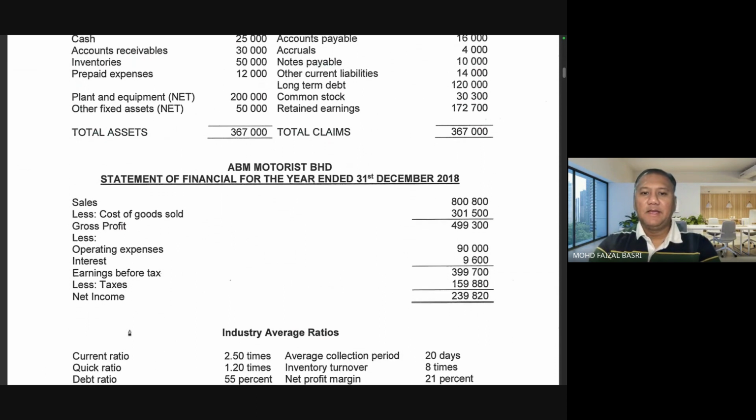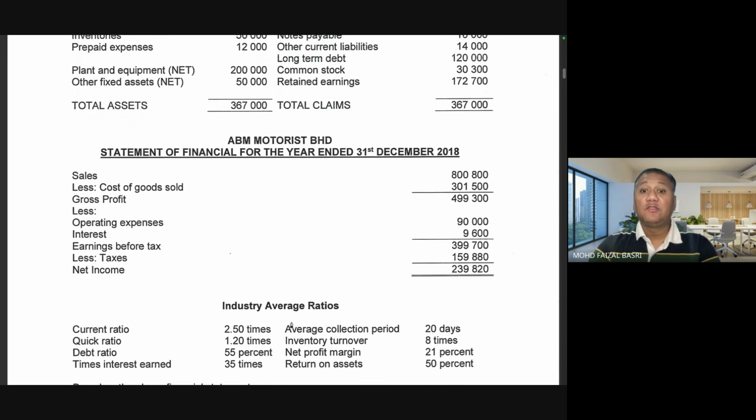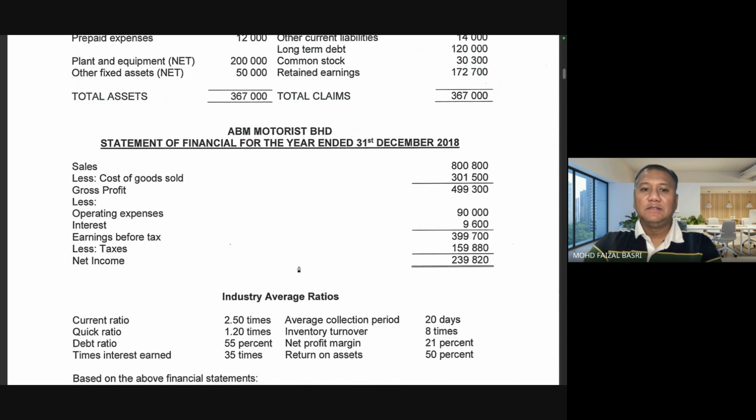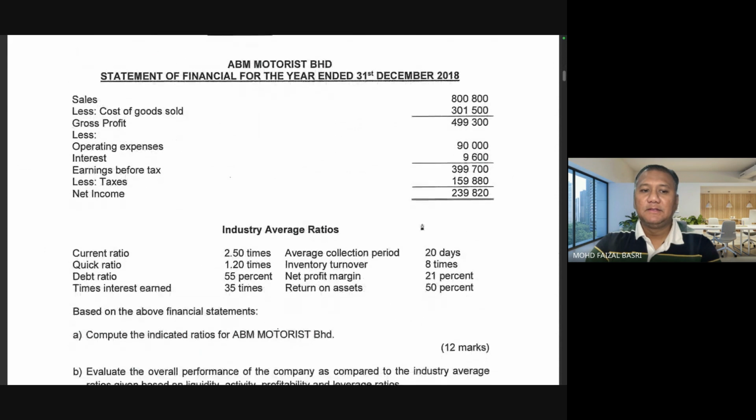Alright, and then it gives additional information for comparison purposes. It gives the industry average ratios. Bear in mind this is not the answer. This is the industry average, the industry's ratios on average. What we need to do is calculate the relevant ratios and compare our answers with the industry average, and see which one performs better.